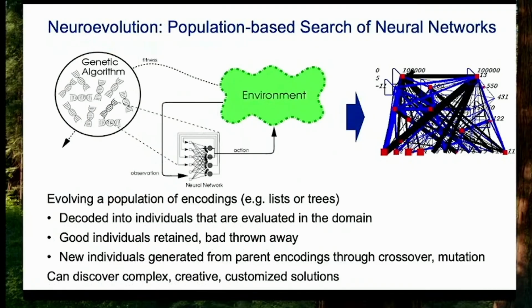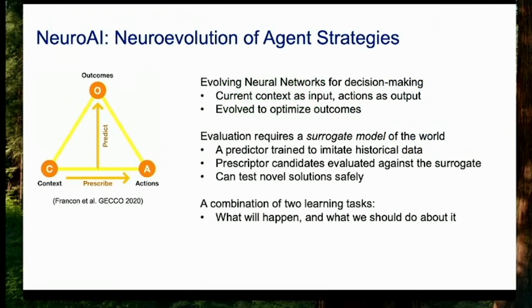Now, evolving neural networks is a special case of population-based search. There, our population consists of encodings of neural networks, most likely lists or trees, something simple that then decodes to a neural net that we evaluate in the environment, and that becomes the fitness of each individual. And then we recombine them using crossover and maybe mutate them to find new kinds of DNA. This way we can discover solutions that are complex, creative, and customized to the task. This is a visualization of a neural network that was discovered this way to control a robot in a competitive foraging and pursuit evasion task. So that's neuroevolution, applying evolution optimization to neural networks.